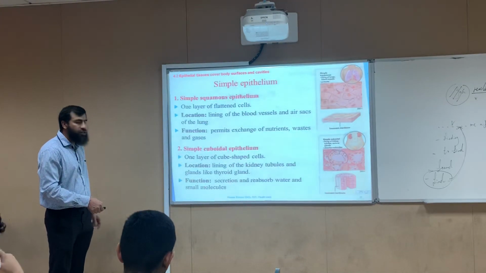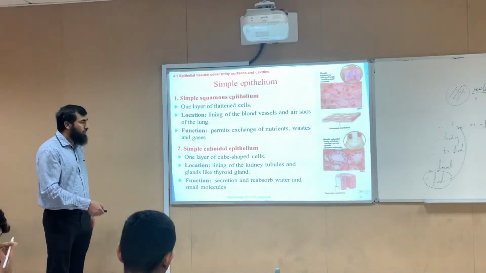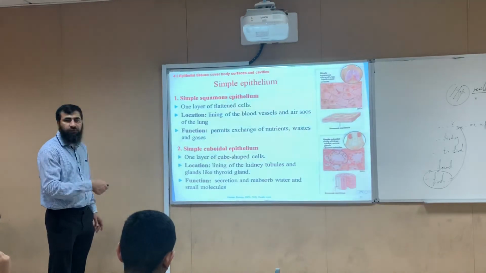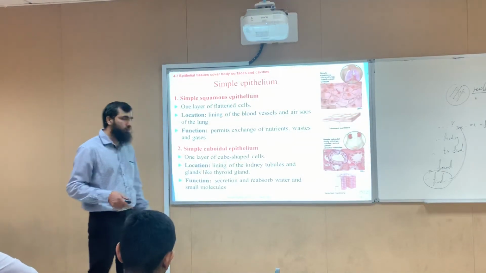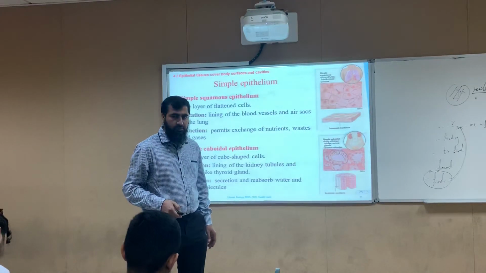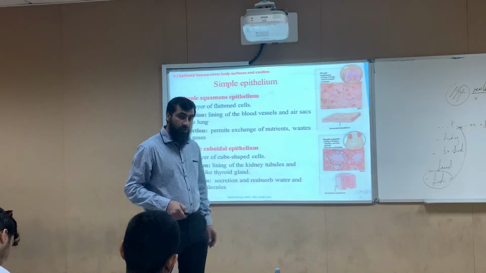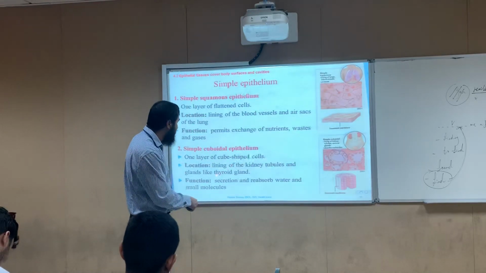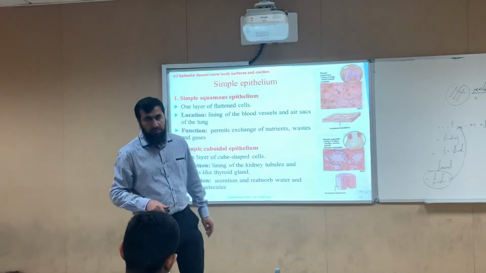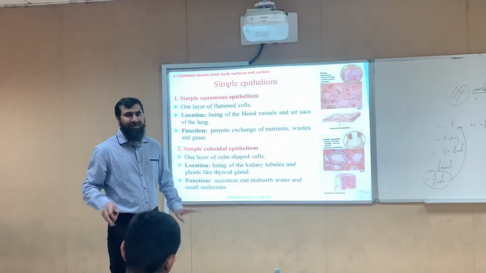So it can do secretion like hormones, or it can reabsorb water and small molecules from the filtrate in urine formation, okay? So the kidney can do two functions: absorb and secrete. Yeah, it can absorb and secrete. Also, in this case, the thyroid gland is secreting the hormone, okay? Does it absorb the hormone? No, only secrete the hormone.